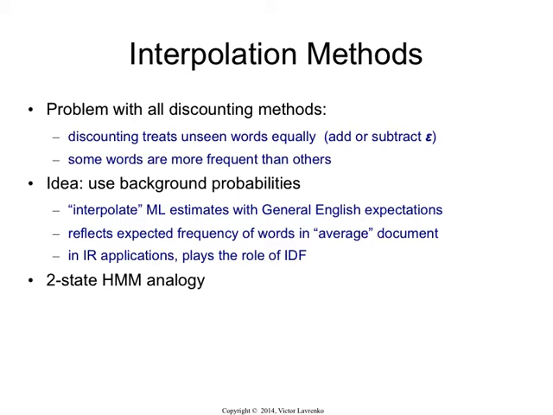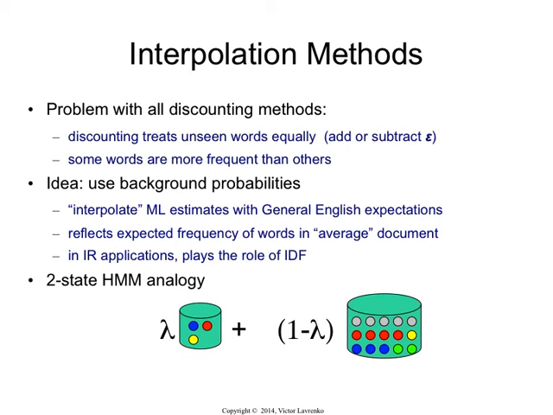So remember, our collection is a set of documents. Each document is a bucket, an urn. Now, I could take all of those urns and pour them into one large, big urn. And that urn would have much more reliable estimates of word probabilities. So the idea behind interpolation methods is to do exactly that. You take all the documents in your collection, you pour them all into one big urn, and you use the probabilities in that urn instead of the epsilons.